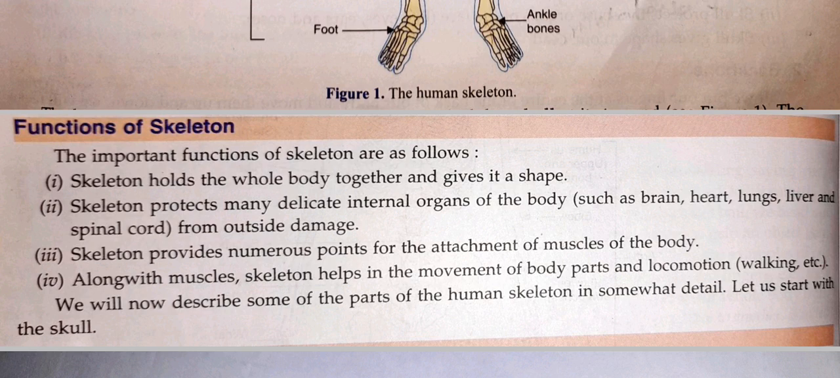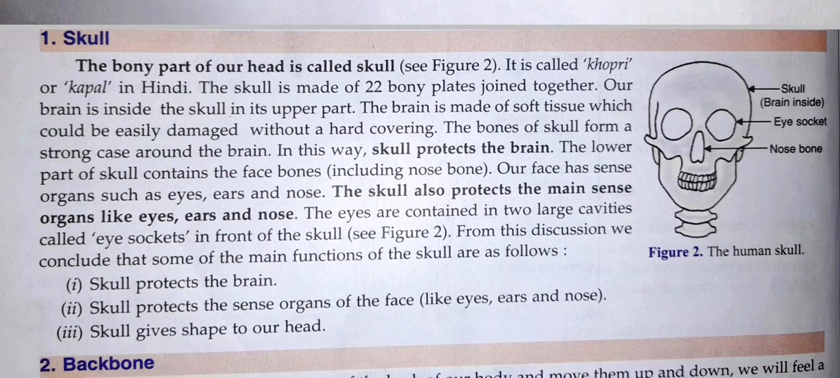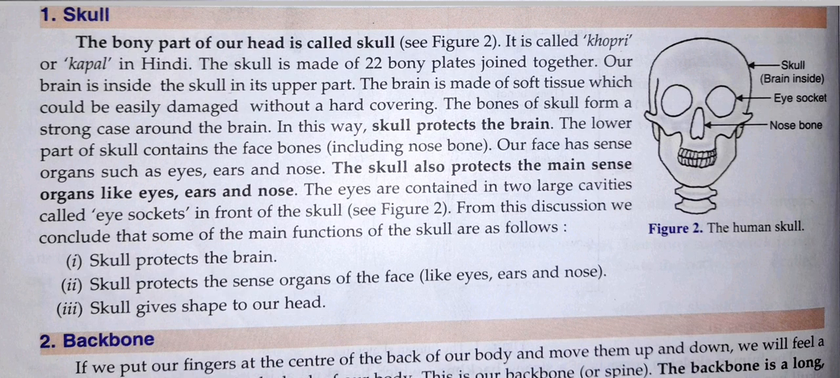Now we will discuss the first part of the skeleton, that is the skull. Then we will take the backbone, rib cage, shoulder bones, hip bones, and the bones of the hand. The bony part of our head is called the skull. In Gujarati, it is also known as khopri, and in Hindi we call it kapal. Our skull is made up of 22 bony plates together. In Form 5 also you had studied it and drawn the figure.